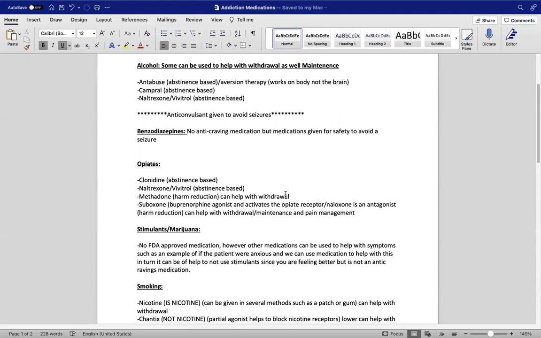So specifically, this is for an abstinence-based drug, meaning we don't want you to be drinking alcohol because it's aversion therapy. It does not work on the brain. And this is, I think, the only one, actually, I don't want to speak too far ahead, but I think this is the only one that does not work on the brain. It works on the liver. It works by blocking the enzymes in your liver so that you are not able to metabolize alcohol.